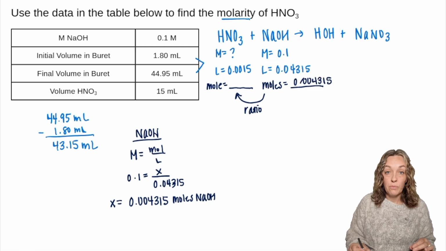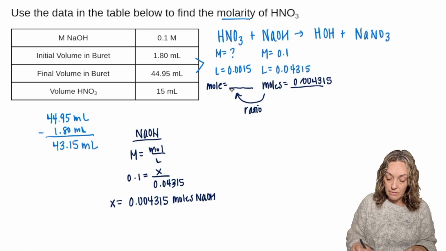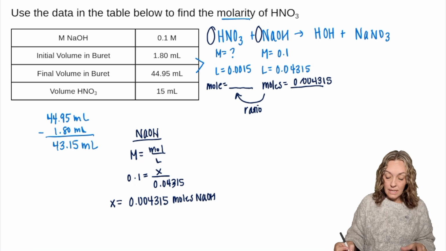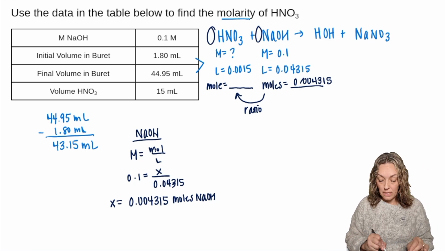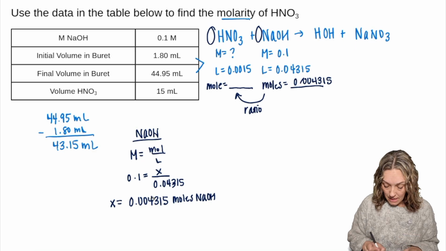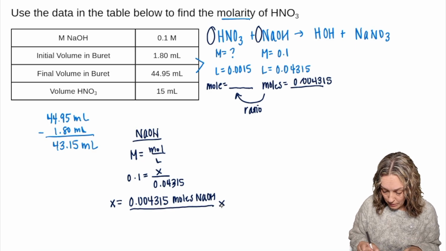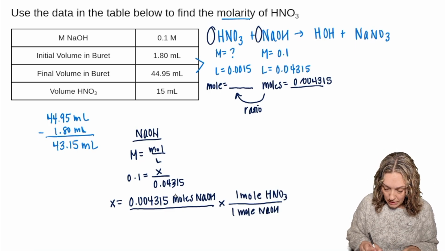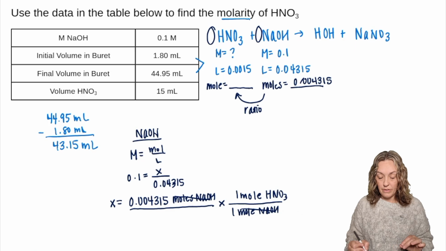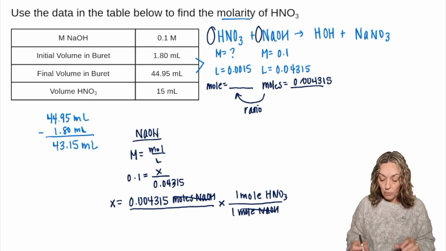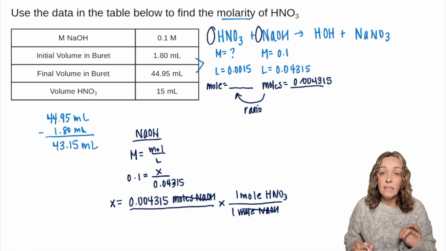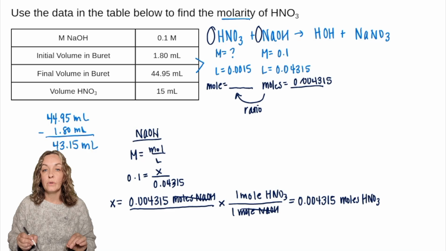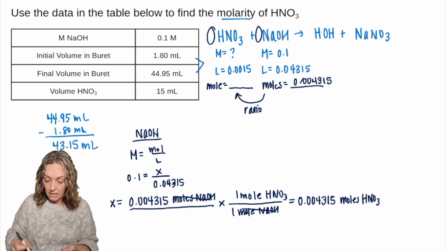If I know the moles of one substance, I can find the moles of any other substance in the equation using the mole ratio. In this case, the coefficients tell me that the mole ratio is a 1-to-1 ratio. I'm going to use that ratio to convert my NaOH into HNO3. Notice that when I put my mole ratio in, my units of moles of NaOH cancel out. It is important to show this mole ratio step even when the mole ratio is a 1-to-1 ratio. When I solve, I find that I have 0.004315 moles of HNO3.